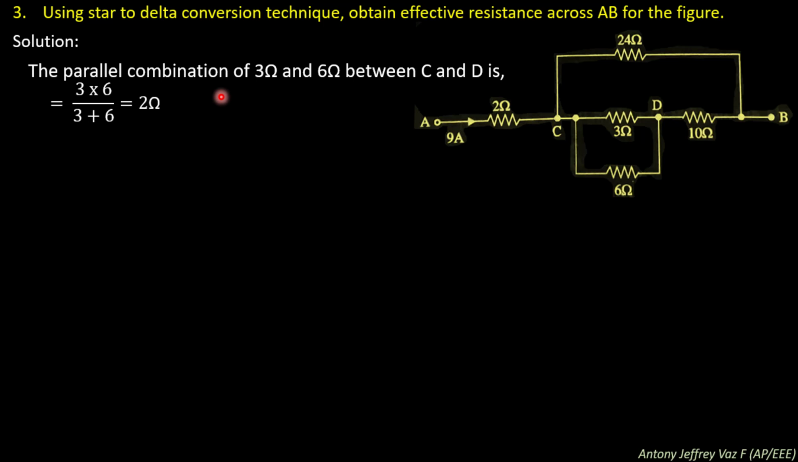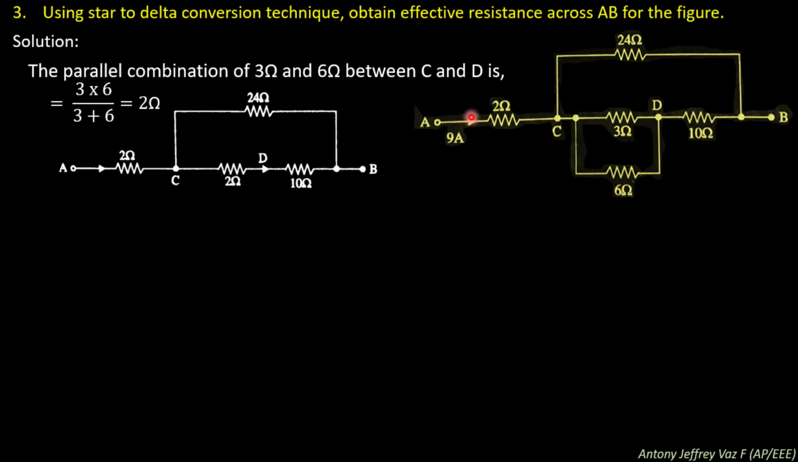The parallel combination of 3 ohm and 6 ohm between the C and D point. You can see this is the C point and this is the D point. So at first these two resistors are in parallel, so you need to convert these two resistances into a single resistance. Since it is in parallel, you can convert like this: (1/3 + 1/6) whole inverse. The equation will be 3 into 6 divided by 3 plus 6, which will be equivalent to 2 ohms.